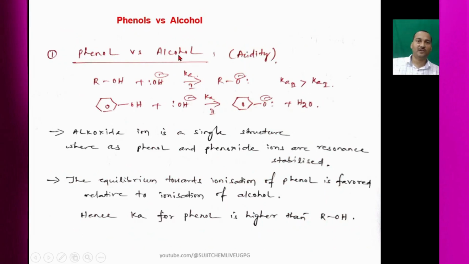So if we compare phenol with alcohol, ROH reacts with OH minus ion, so you get RO minus. And phenol again reacts with OH minus ion, so you get phenoxide anion. So alkoxide ion is a single structure, whereas phenol or phenoxide ions are resonance stabilized. So the equilibrium towards ionization of phenol is favored relative to ionization of alcohol. Hence Ka for phenol is higher than alcohol.